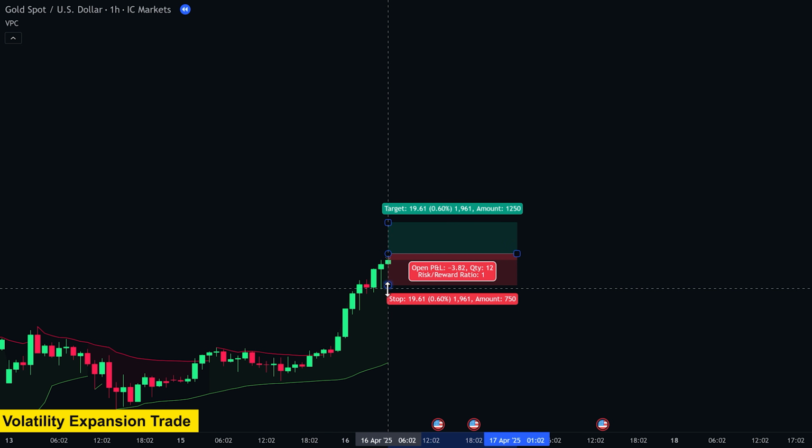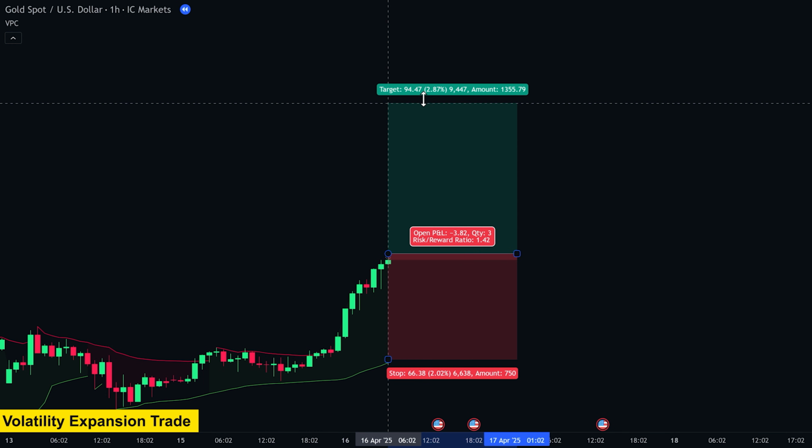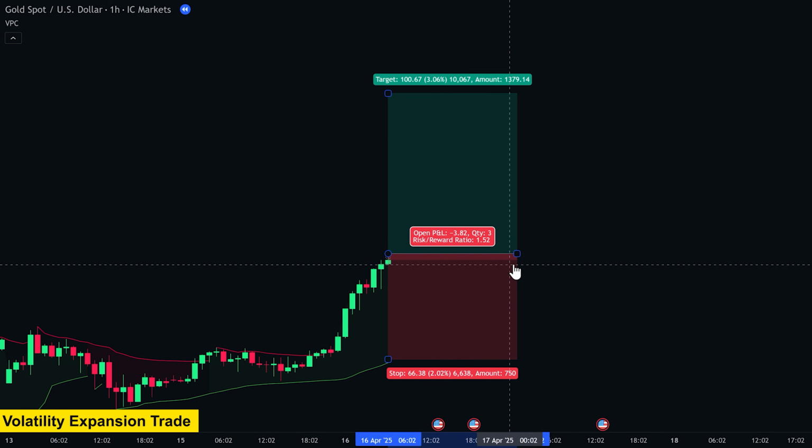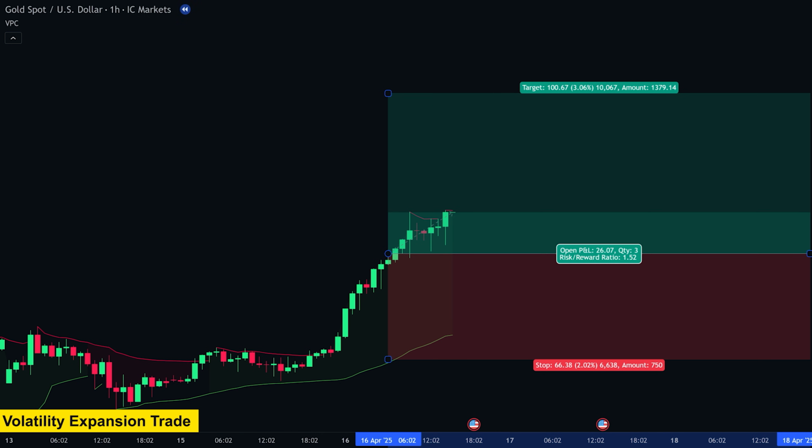Place your stop loss just below the lower VWAP. Set your take profit target at a 1 to 1.5 risk-to-reward ratio. If you allow this trade to run, you will see that volatility drives price higher and your profit target is easily achieved. And that's how you can trade with the VWAP Price Channel indicator.